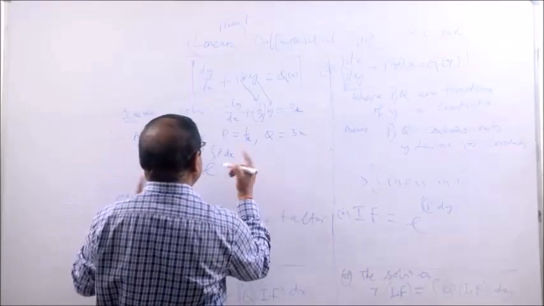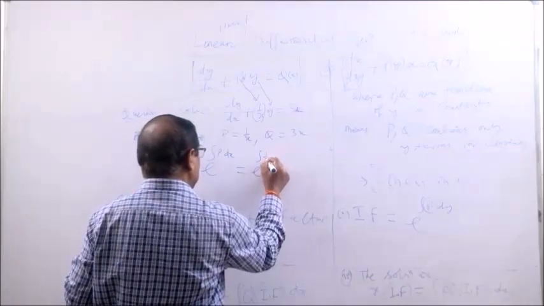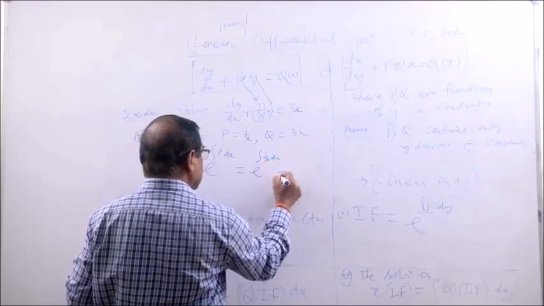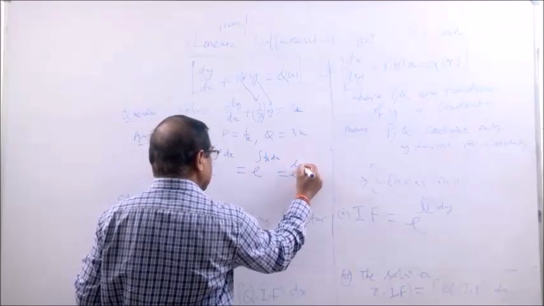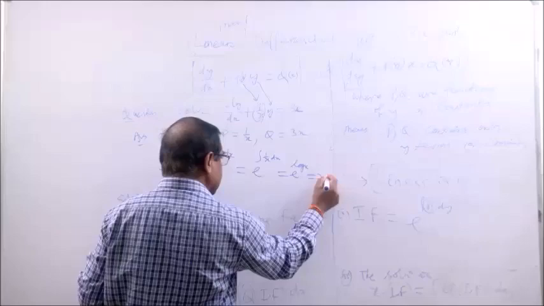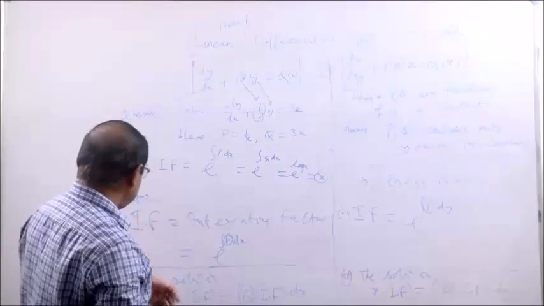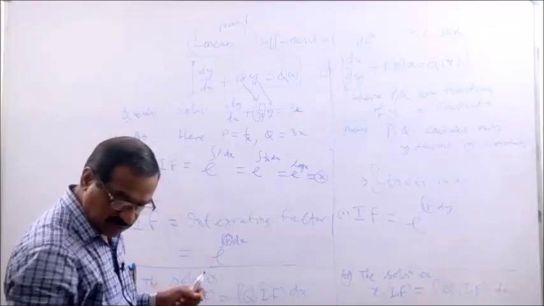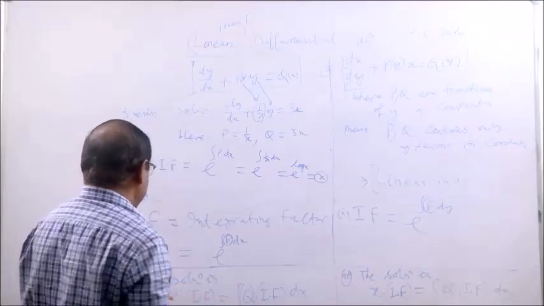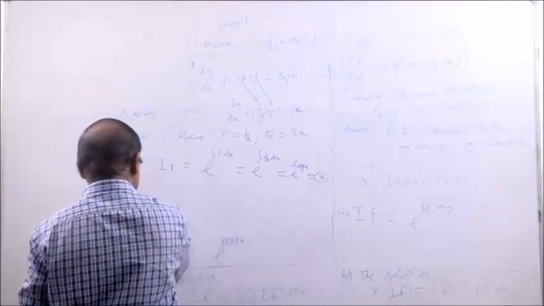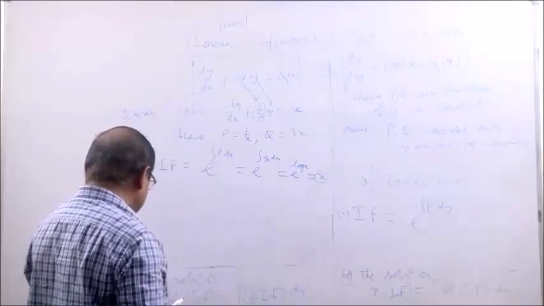You see, e to the power integral P dx, what is that? You know, integral of 1 by x dx. What is the integration of 1 by x dx? It is e to the power log x. I have told you e to the log x is x. So our integrating factor is x. Now we have found that. So what is the solution?